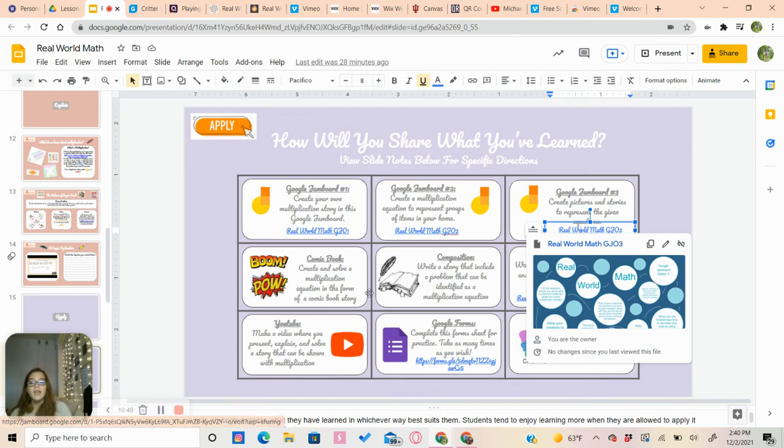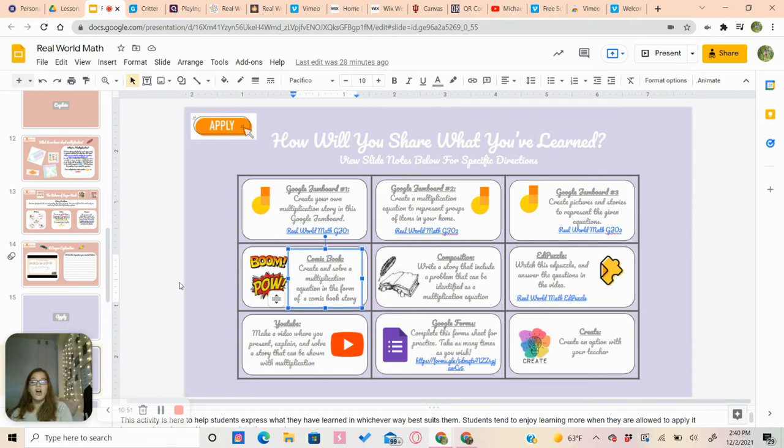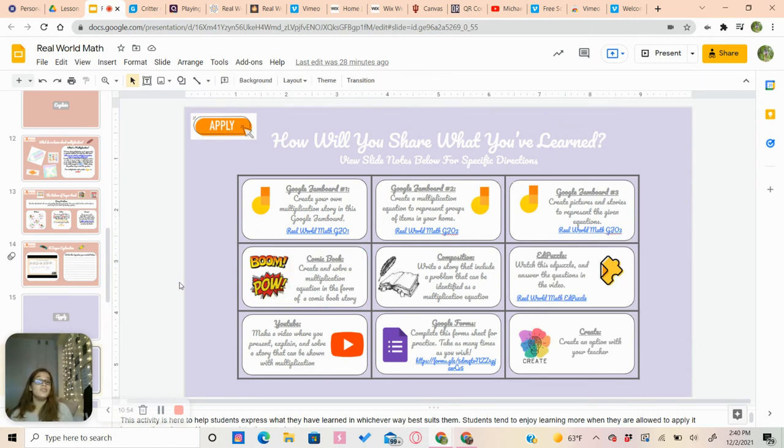So then the next option is the comic book option. Maybe you have a student who is very artistic and loves to show how they learn by drawing. And so this way, the student is able to create a story and just draw out a comic book and show what that story is and how to solve this problem for that story.